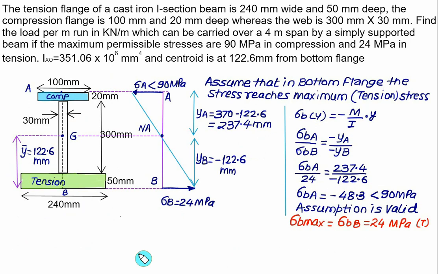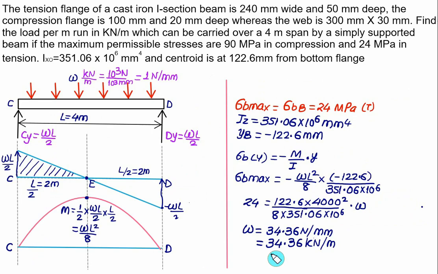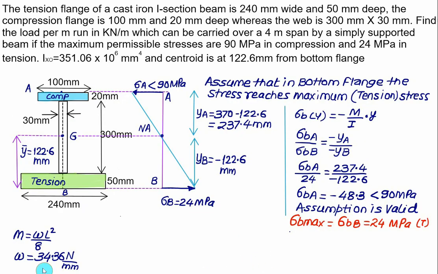Now we have to confirm here that if we use the maximum bending stress equal to 24 megapascal, and the maximum bending moment M equal to WL square by 8, we obtain the value of W, the UDL, equal to 34.36 Newton per mm. So whether our method is correct or wrong, for this we'll check the stress at point A, and we'll confirm that this value is less than 48.3, then our calculation procedure is correct. So let's calculate the bending stress at point A.